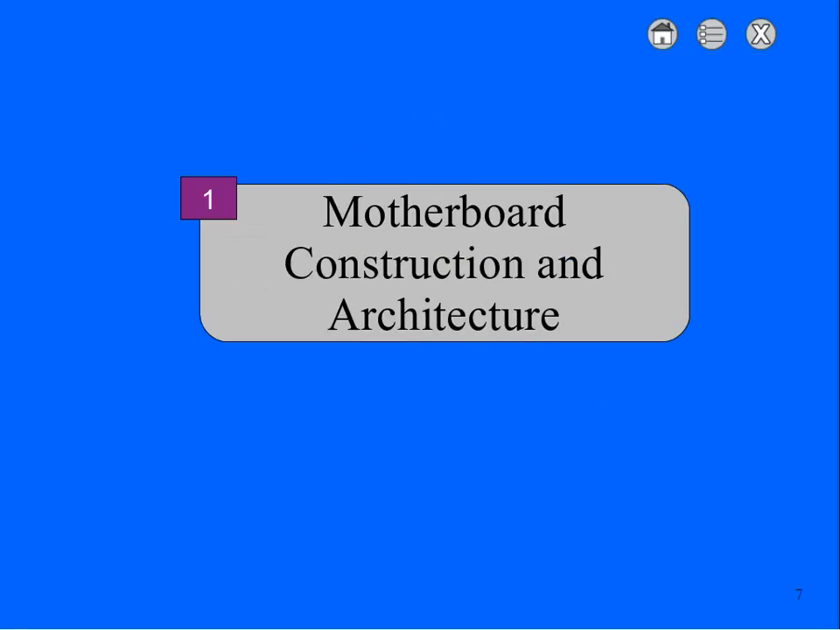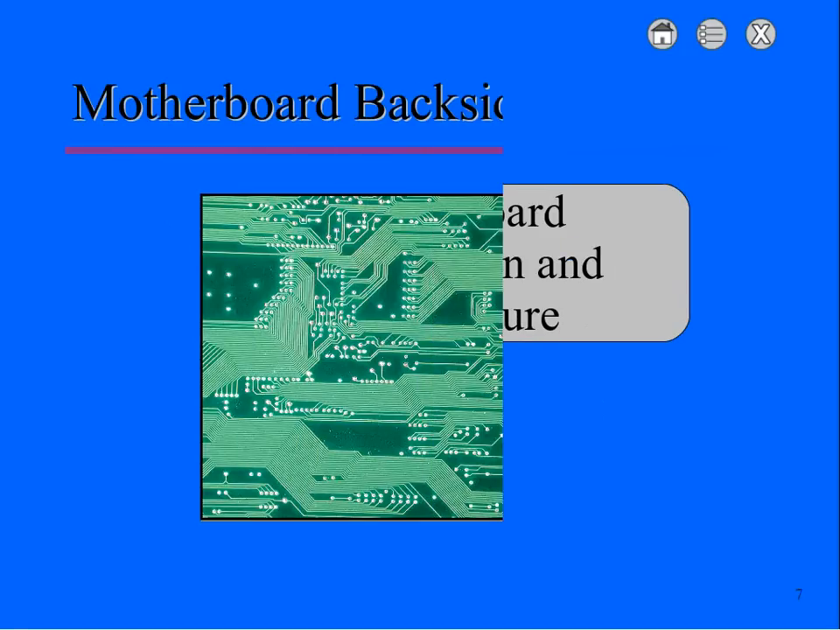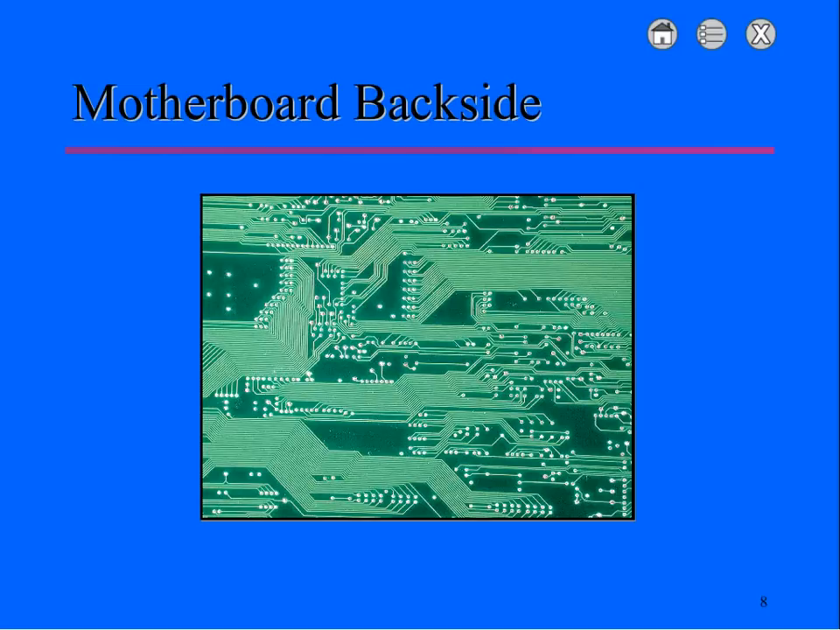First, motherboard construction and architecture. If you look at the back of a motherboard, the first thing you'll notice is a multitude of copper wires running around on the surface of the motherboard. The motherboard is a piece of fiberglass with wires on the surface and embedded in it. The wires connect the many components of the motherboard, and the wiring is very complex with multiple layers on both sides of the motherboard as well as layers inside the motherboard. And these are the wires that carry both signals and electric power to all the different parts of the motherboard.